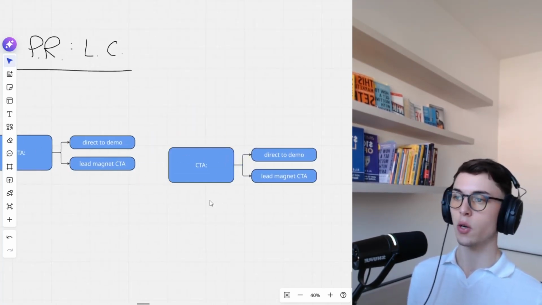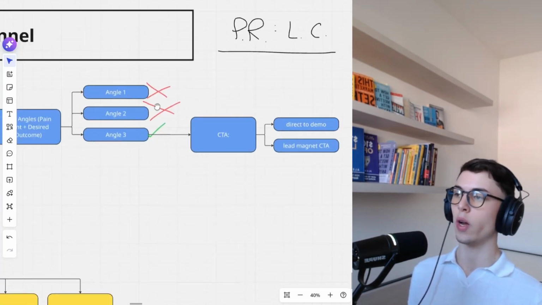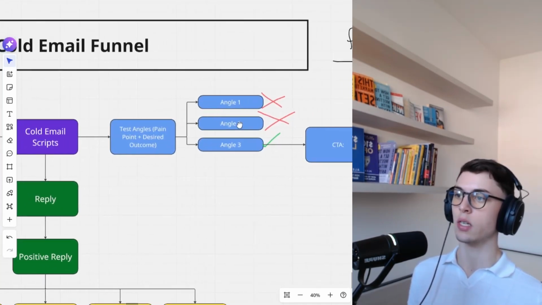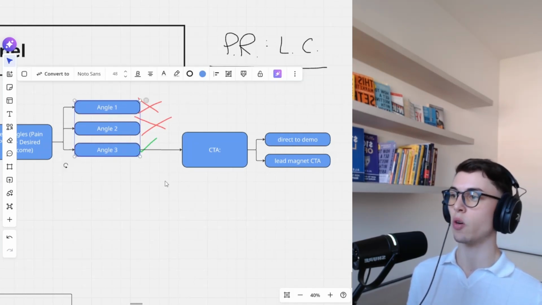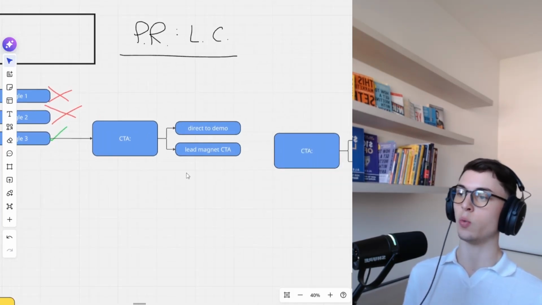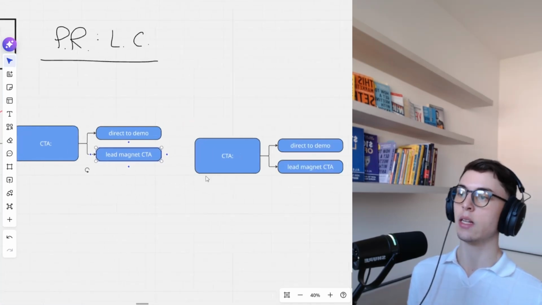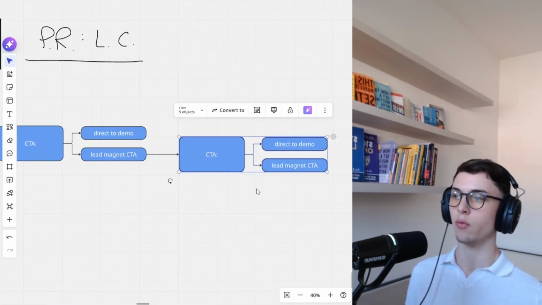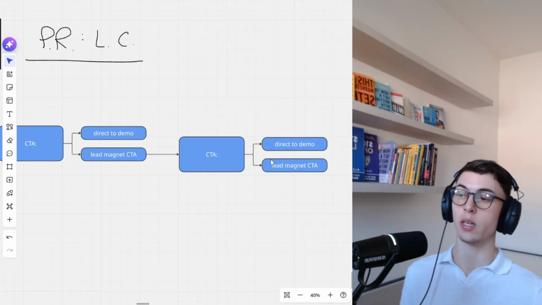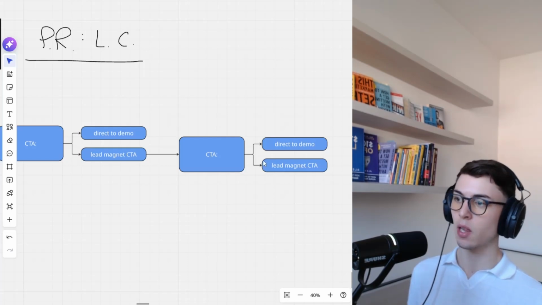So hopefully it starts making sense now. Really, the way the testing process works is we run one variable at a time. We test it, we see the best performing variants, and then we go to the next variable. We test it again, see the best performing variants, and then this is an ongoing cycle until we get to literally the best performing, maximally converting cold email scripts, right? That's typically what we do, right?